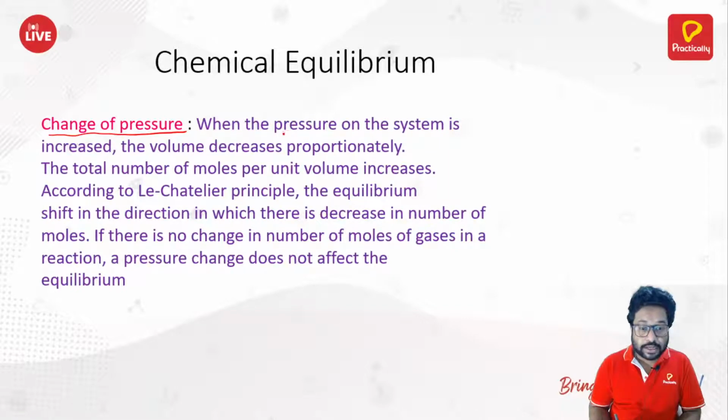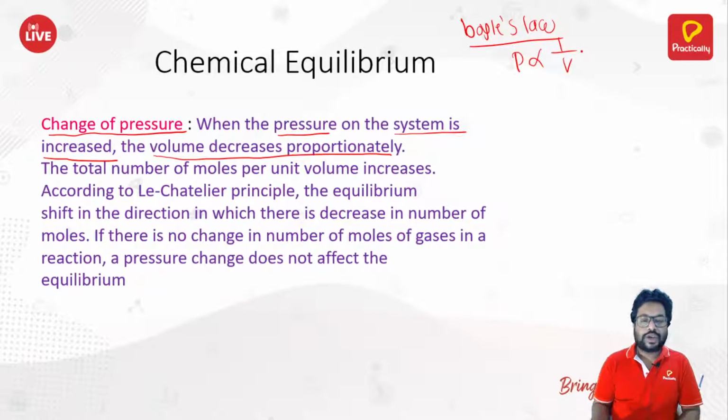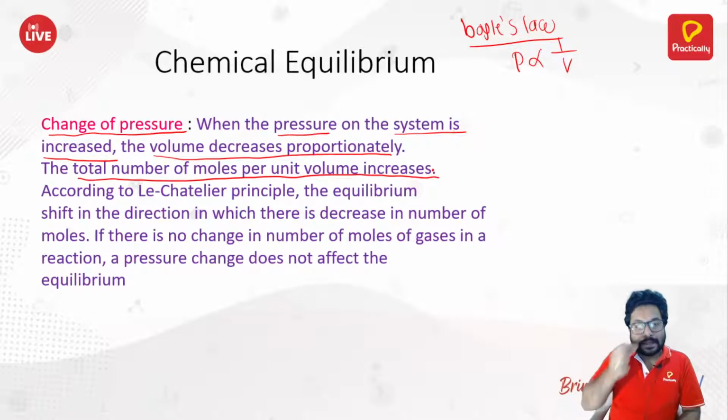When the pressure on a system is increased, the volume decreases proportionately. And we know that from our knowledge of Boyle's law, that P is inversely proportional to volume, right? So when you increase the pressure on the system, the volume will decrease proportionately. As the volume decreases, the total number of moles per unit volume increases, right?